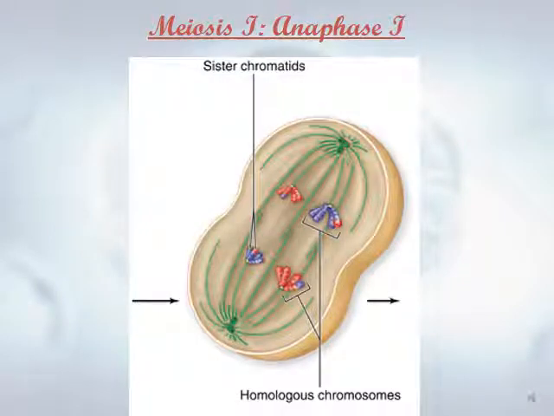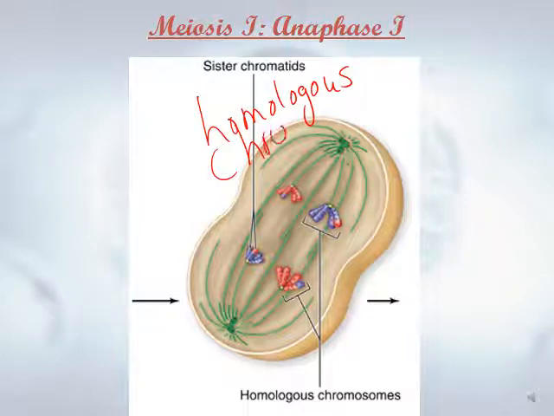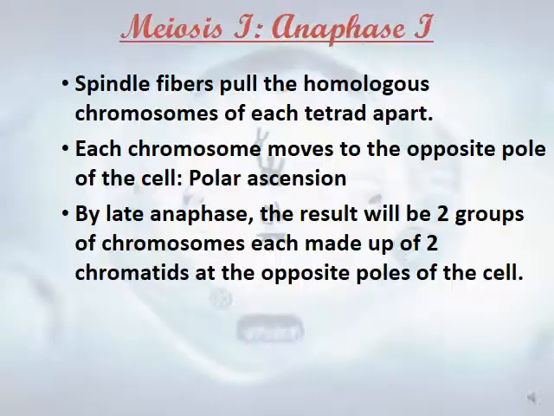Let's move now to anaphase 1. In anaphase 1, spindle fibers will pull, not the sister chromatids, they will pull the homologous chromosomes of each tetrad. Okay? Each chromosome will move to the opposite pole of the cell, forming what's known as polar ascension, and here at the site of the crossing over. Late anaphase, we will have 2 groups. Each chromosome is made up of 2 chromatids, and then they move to the opposite pole of the cell.